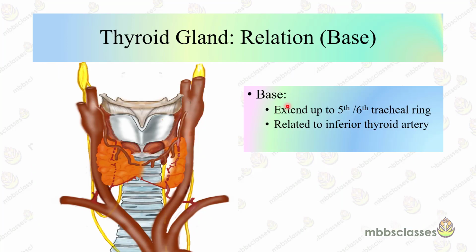If you see the relation of the base of the thyroid lobe, the base extends up to the fifth and sixth tracheal ring. So it is related to the fifth and sixth tracheal ring, and is related to the inferior thyroid artery, which is a branch of the thyrocervical trunk. So this is the inferior thyroid artery, and this is very much related to the base of the thyroid lobe.